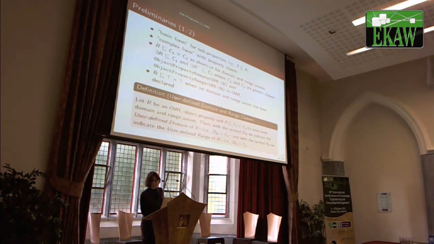Further on, we use a notation for typing a specific object property, as a shortcut for the standard notation for domain and range axioms. And we introduced the notion of user-defined domain and range classes. So here, DR is the domain of object property R, and that is then a specific class. And the range of R for a specific property is a specific class.